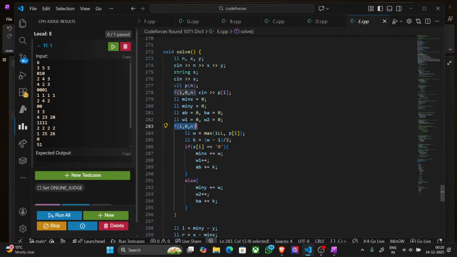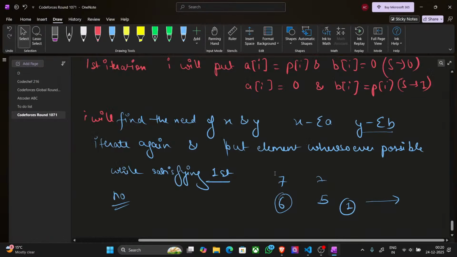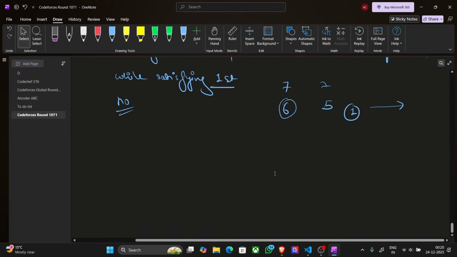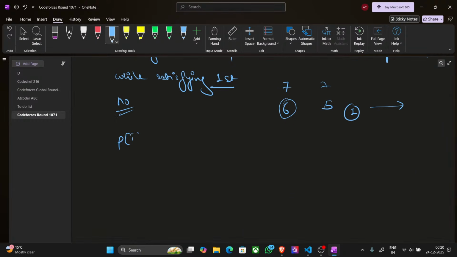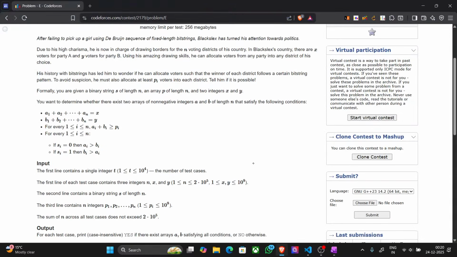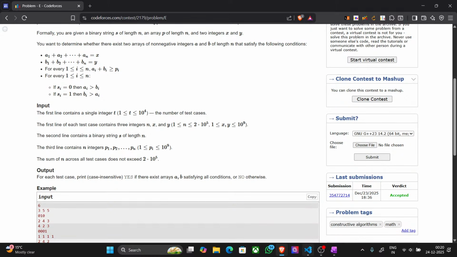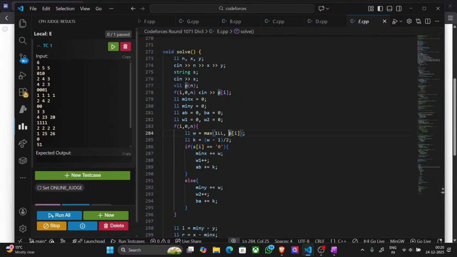Then I have iterated over the loop. I have taken W as the max of 1 comma pi. Oh, I forgot to mention this, that at some condition pi can be 0 maybe. If it is not given in the question, you can just skip this part. You can just take W as pi. What is the current win power?